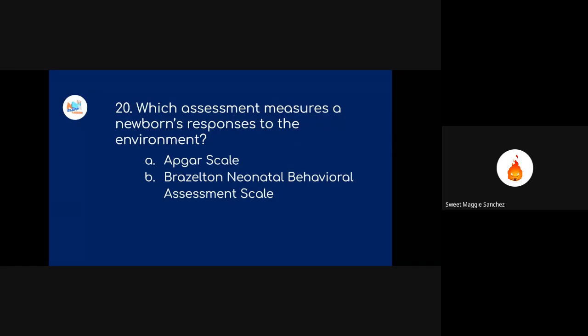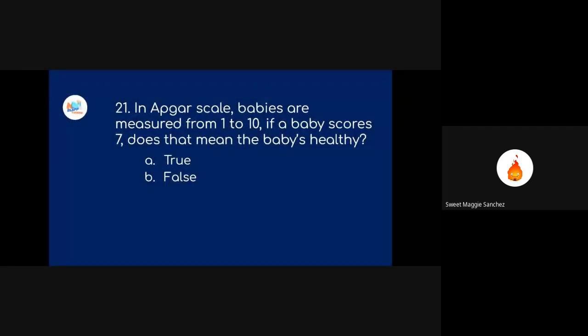Okay, timer stops. In Apgar scale, babies are measured from 1 to 10. If a baby scores 7, does that mean the baby's healthy? Is it A, true, or B, false?